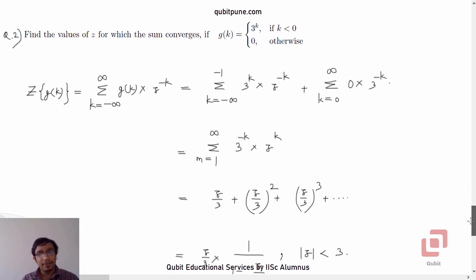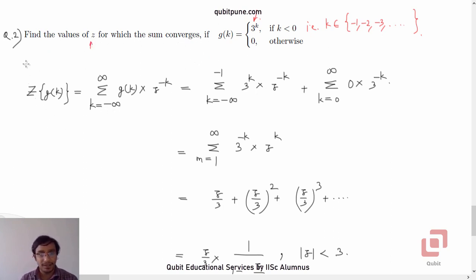In this example, we have a similar looking expression, but this time we have 3 to the power k as g of k if k assumes only negative integral values, that is, k belongs to the set minus 1, minus 2, minus 3, and so on till minus infinity. For all other values of k, including 0 and the natural numbers, the sequence g of k is 0. So the question is saying find the values of z for which the sum converges.